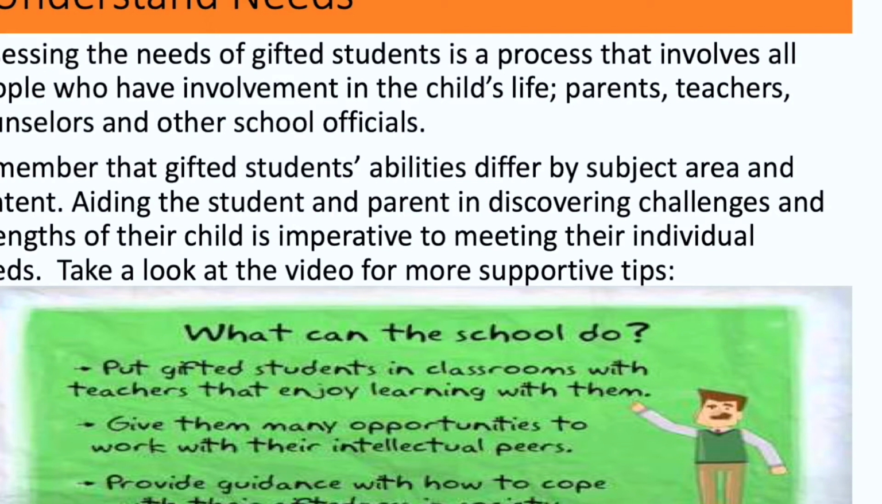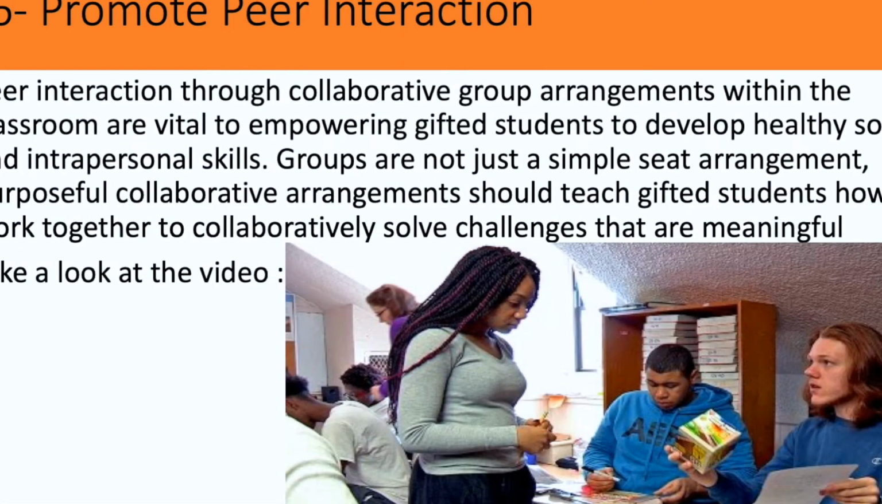Steps 4 and 5 kind of look at similar situations: offer exposure, and tune in, in addition to that, understand the needs. So while you're understanding the needs of your gifted students, you want to make sure that you offer exposure and tune in to the things that matter to them the most related to what's happening in the world today. Along with that, you want to promote peer interaction.